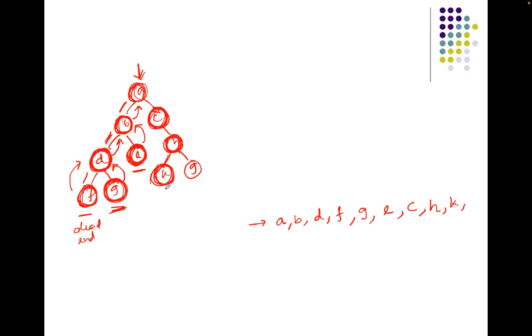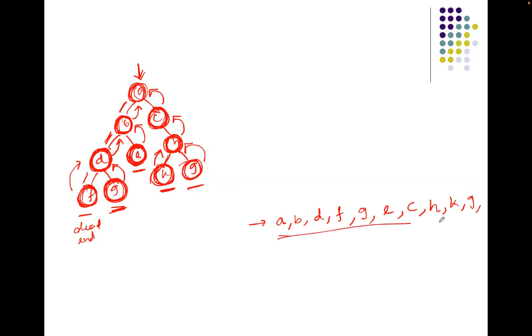So K, then another dead end. So I'll do the backtracking. I'll go to H. One more node I can visit. I'm going to visit G. Then another dead end. So I'll do the backtracking. I'll go to H. No more node to explore. So I'll do another backtracking. C. C doesn't have any more node. I'll go to A. Now A doesn't have any more node. And that will end my traversal.